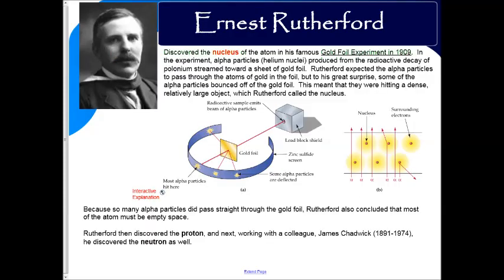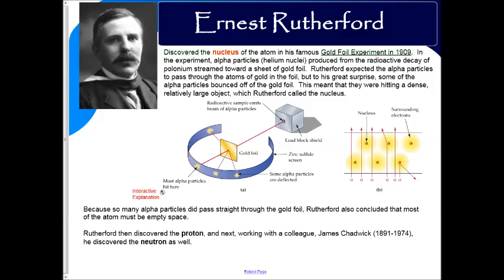Now, our next scientist, Ernest Goldfoil Rutherford, discovered the nucleus in his famous gold foil experiment in 1909. Goldfoil Rutherford would shoot alpha particles from polonium at a sheet of gold foil. Now, he expected the alpha particles to pass straight through the gold, but it didn't happen that way. A lot of them went straight through, but sometimes they would bounce off as if they hit something relatively dense and large. And he named this thing the nucleus.